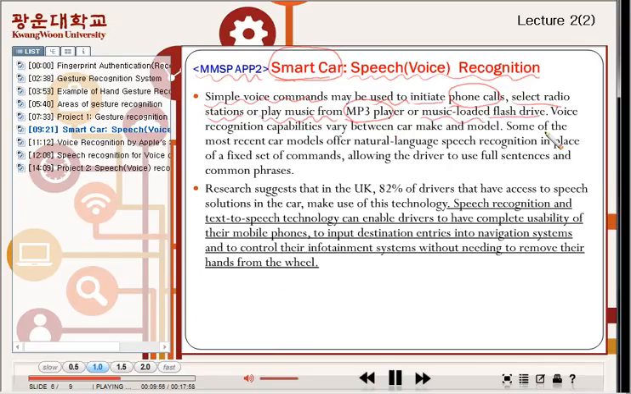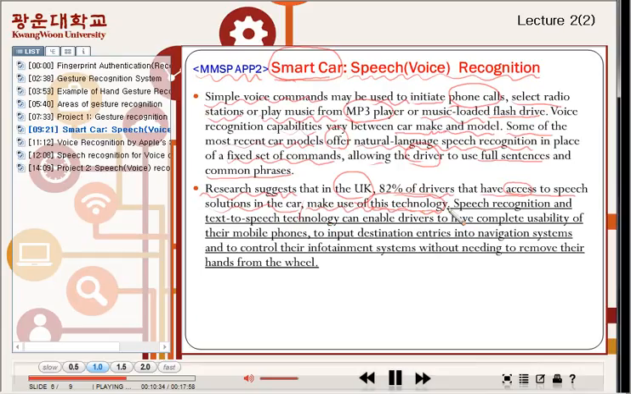Its voice recognition capabilities vary between car make and model. But some of the most recent car models offer natural language speech recognition in place of a fixed set of commands, allowing the driver to use full sentences and common phrases. Research suggests that in the United Kingdom, 82% of drivers that have access to a speech solution in the car make use of these speech recognition technologies.